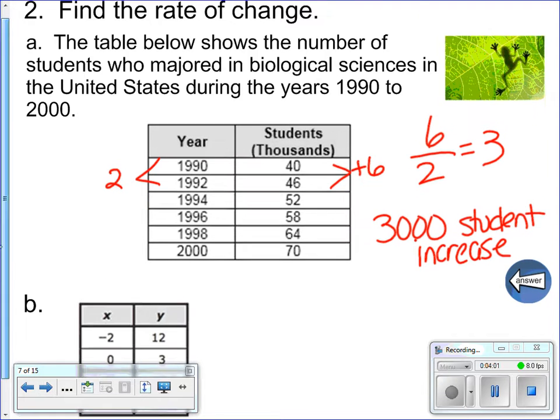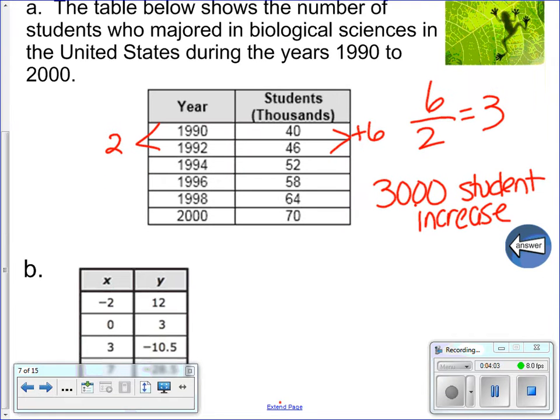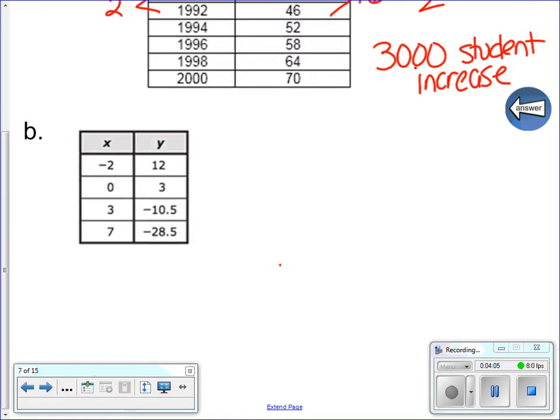All right, and B. Again, we're going to try to find this rate of change. This is going down by 9, and this is going up 2. So my rate of change, or slope, is negative 9 over 2.